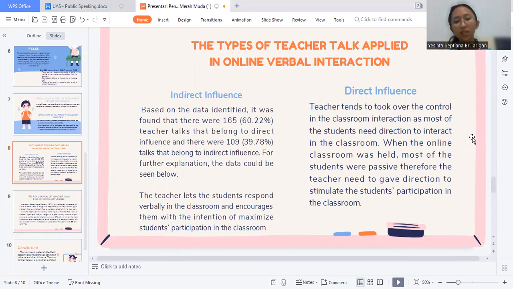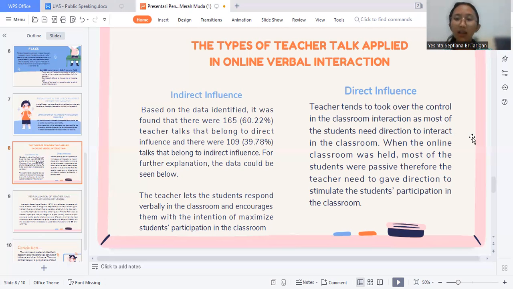For further explanation, data could be seen in the journal. And then the teacher lets the students respond verbally in the classroom and encourages them with the intention of maximizing students' participation in the classroom. And this is the definition of indirect influence.